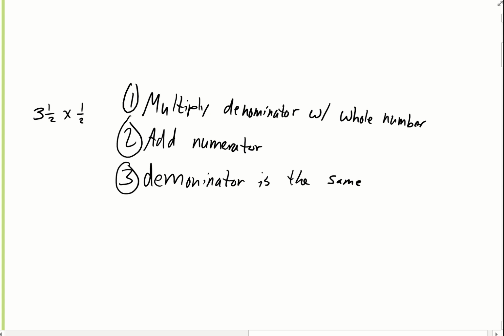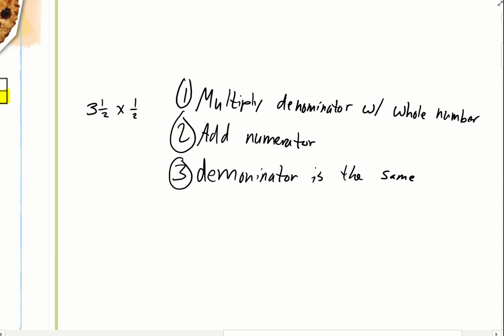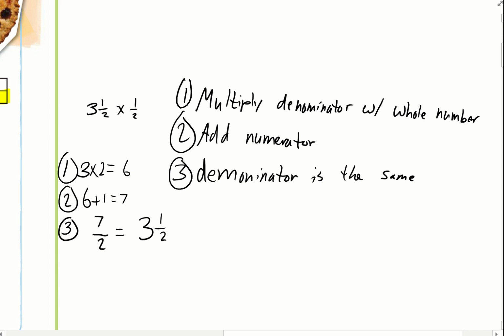So we're going to do step 1. Multiply the denominator with the whole number. So here, looking at my mixed number, I have 3 times 2. That's step 1. Step 2 is add the numerator. So my numerator is 1. 6 plus 1. Step 3, my denominator is the same. So 7 is my new numerator, and my denominator is the same. So 3 1/2 is the same as 7/2.